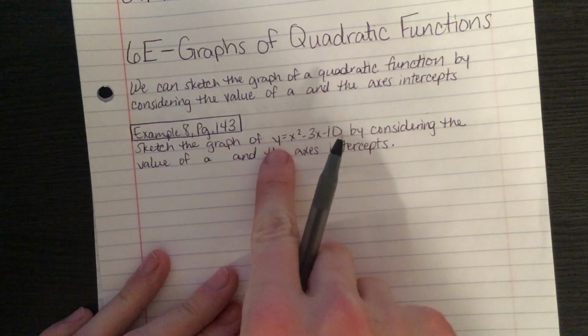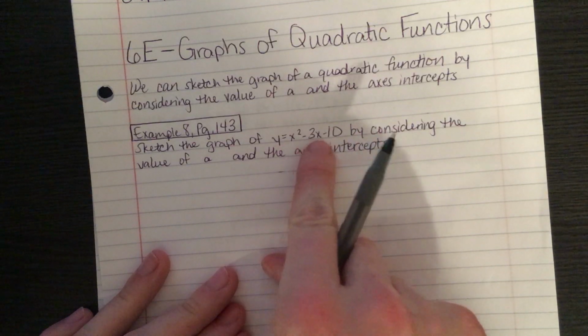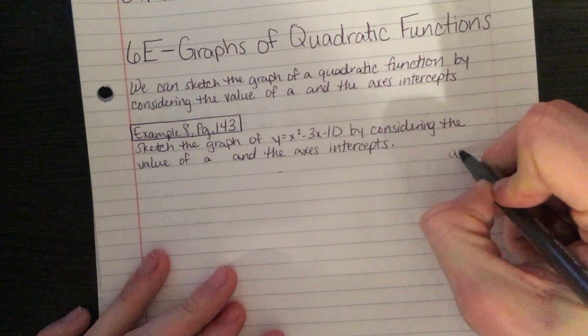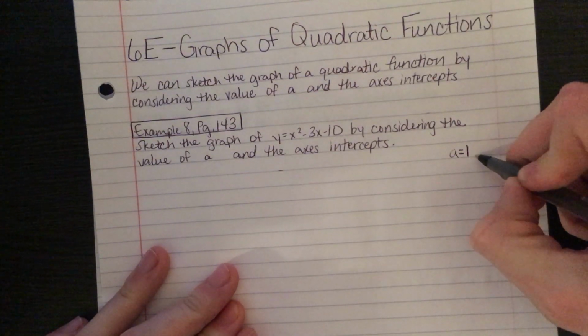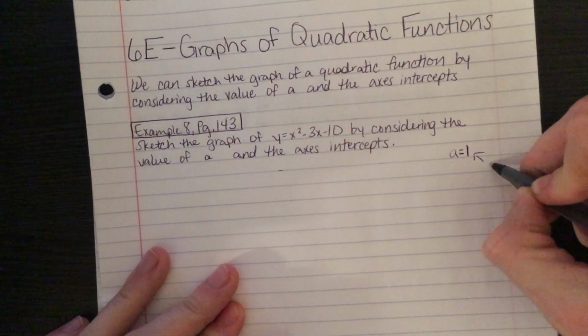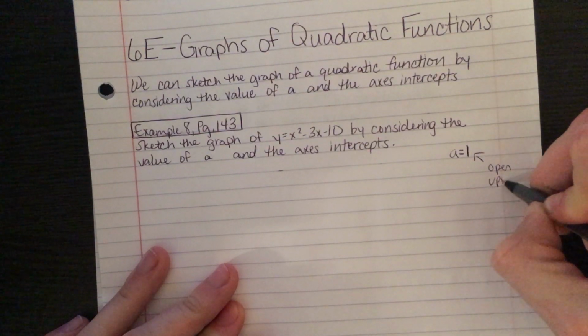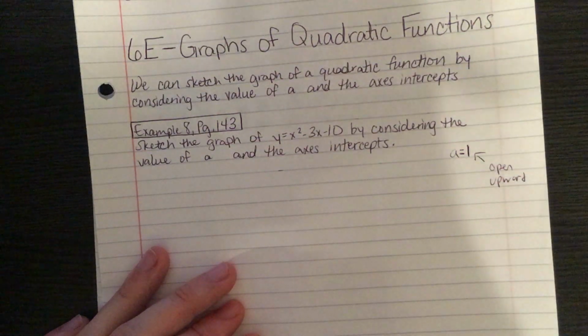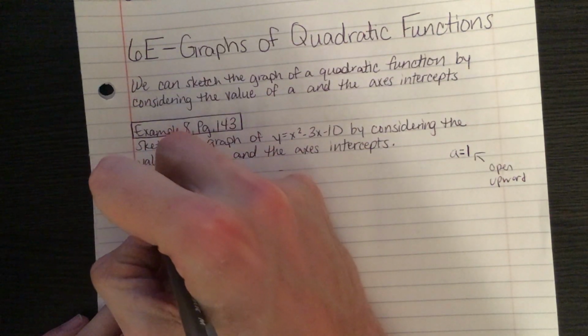So we've got the function y equals x squared minus 3x minus 10. Right off the bat, our a value is 1. So this tells us that it's going to open upward, because the a value is positive. Now we need to find the x and the y-intercepts.